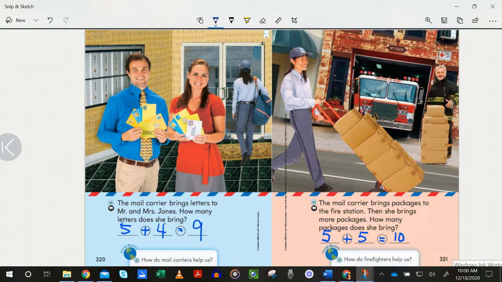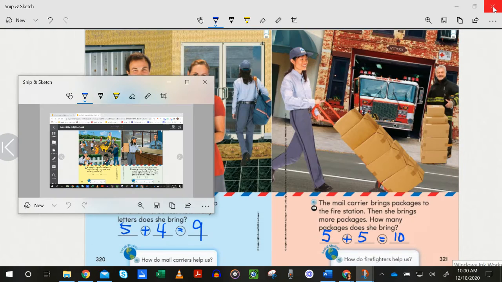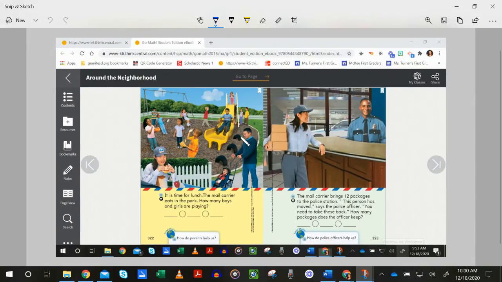Those double stacks. Okay, and how do firefighters help us? We usually think about them just fighting fires, but they do more than that, don't they? Yeah, they also can climb up high and get things. Sometimes they help with gas leaks. I think one thing people like to think about is firefighters getting cats out of the tree. Okay, so we are going to move on. We'll see another example of how community workers help us.